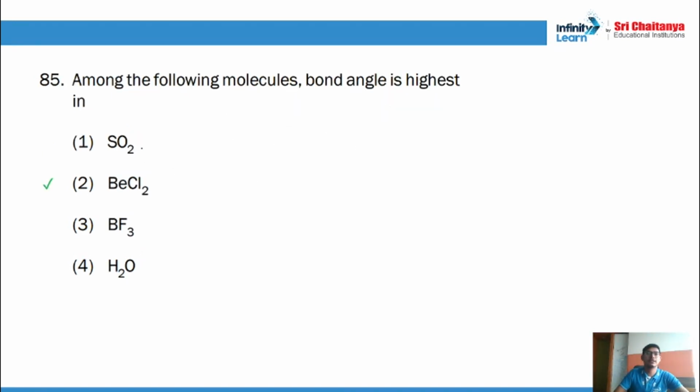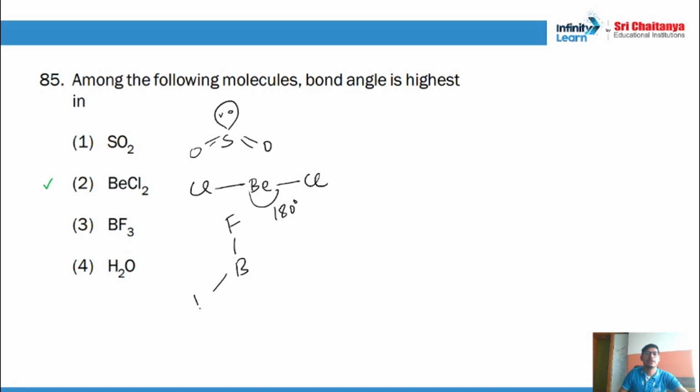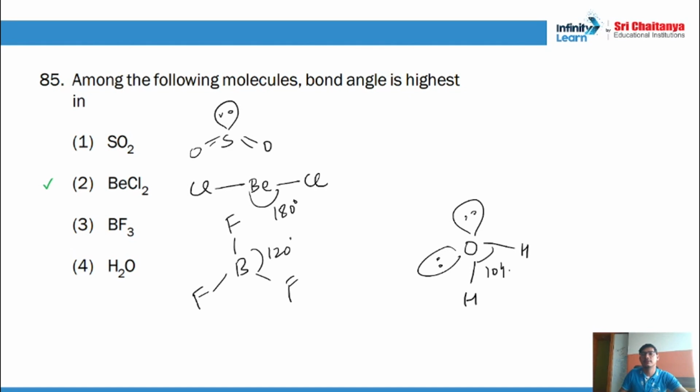The bond angle is highest in, you'll have to draw the shape. In SO2, hybridization is sp2 and the bond angle is approximately 120 degrees. Whereas BeCl2, when we talk about the individual units, the bond angle is 180. You can draw their shape. In BF3, it is 120 degrees, a symmetrical molecule. And water, although it's tetrahedral, because of lone pair-lone pair and lone pair-bond pair repulsions, the bond angle reduces to 104.5 degrees. So the correct answer becomes BeCl2. Clear, guys?